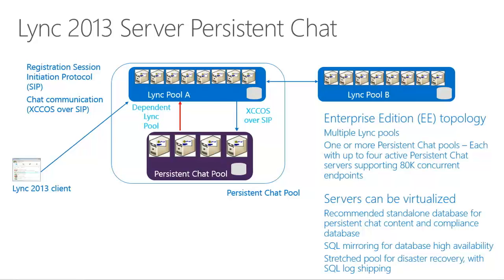Basically, there is the Enterprise Edition topology with multiple Lync pools, one or more pchat pool. In this picture, there's one pool. I'll show you more details where there's multiple pools, but one pchat pool can support multiple Lync pools, and we can have also multiple pchat pools for HA and DR purposes. And the servers can be virtualized as well. We support SQL mirroring for high availability over a search pool, and we also support DR as well for pchat.